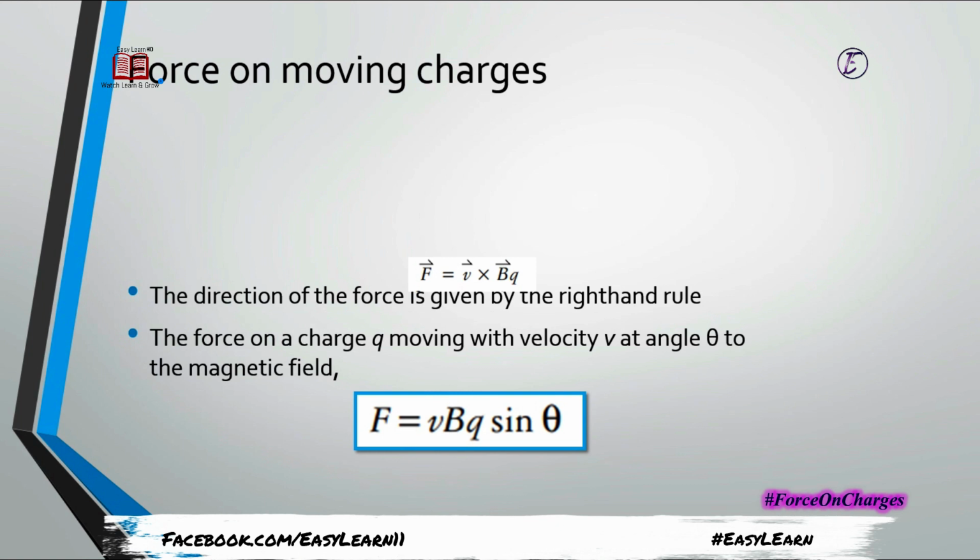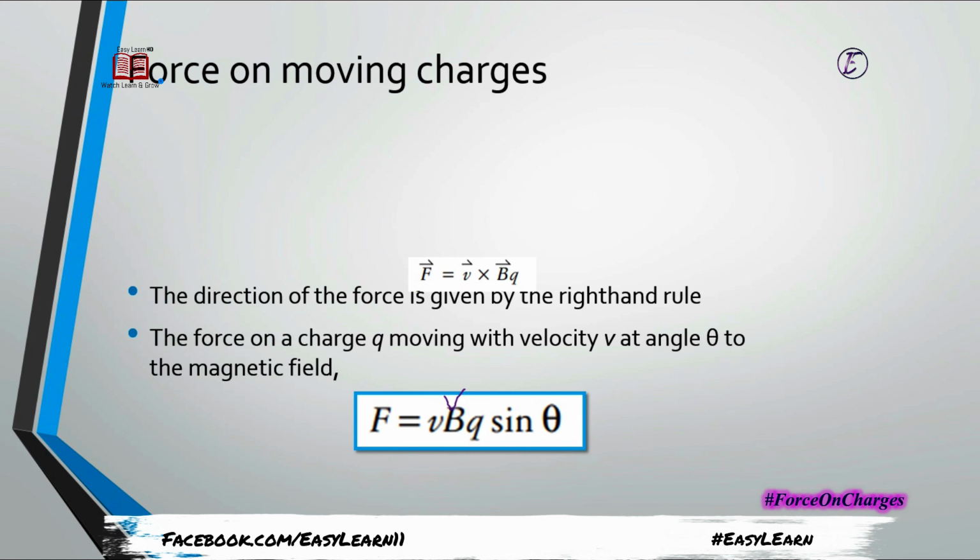V cross B dot Q, the direction of the force is given by the right hand rule, same as the previous case. The force on the charge Q moving with velocity V at angle theta. The difference here is that in the previous case we had the current I and the magnetic field intensity B, so we were taking into consideration the angle theta between I and B.